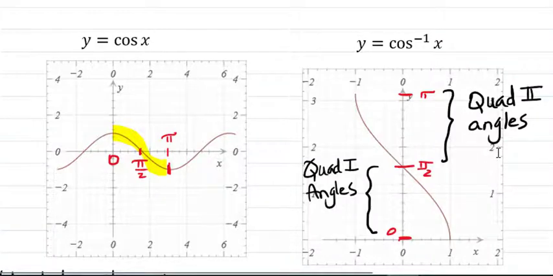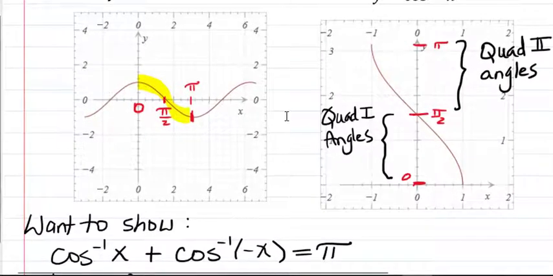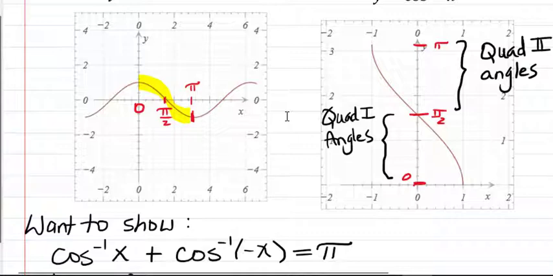And you can see it's only defined to have outputs, y values, that are quadrant 1 and 2 angles. So when we take the inverse cosine of some value, it has to be a value in the domain, so between -1 and 1. And we're going to get an angle that's between 0 and pi. So keeping that in mind, we want to show that the inverse cosine of x plus the inverse cosine of negative x is equal to pi.